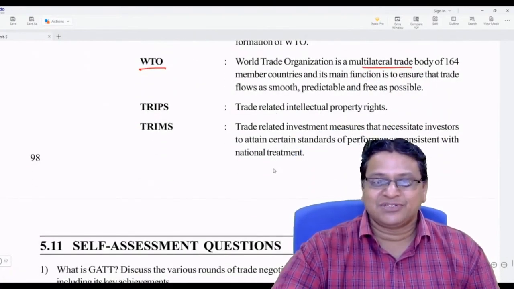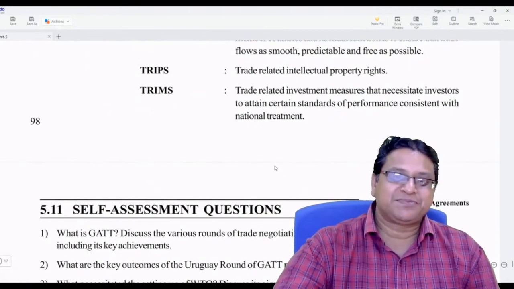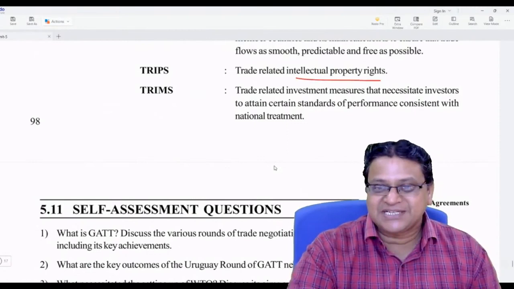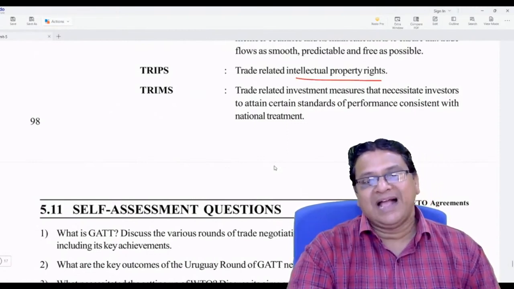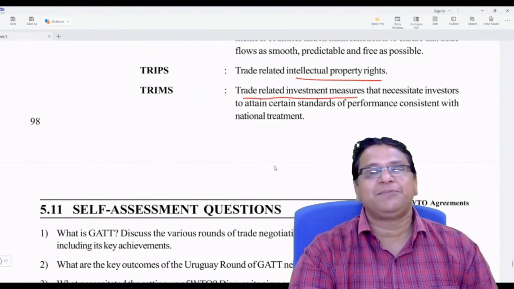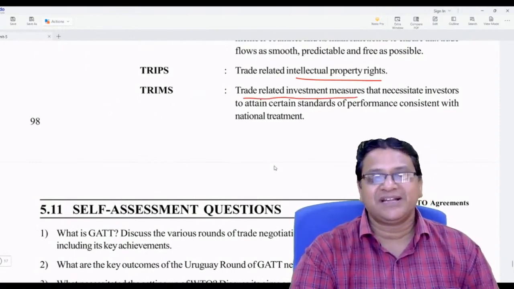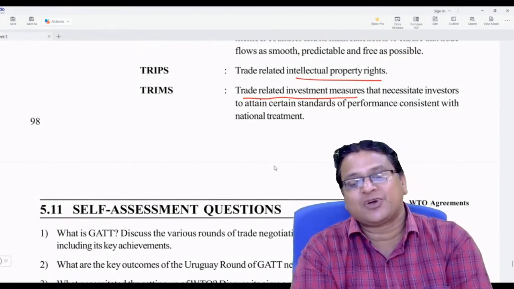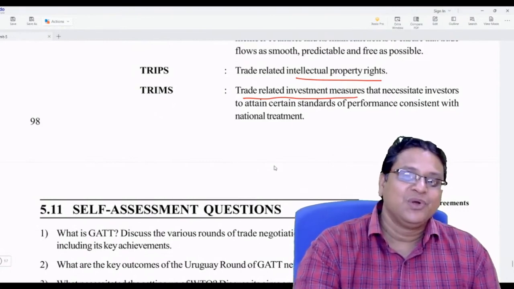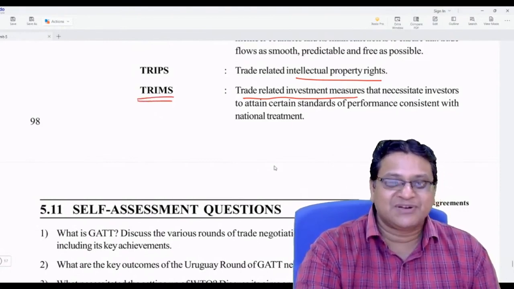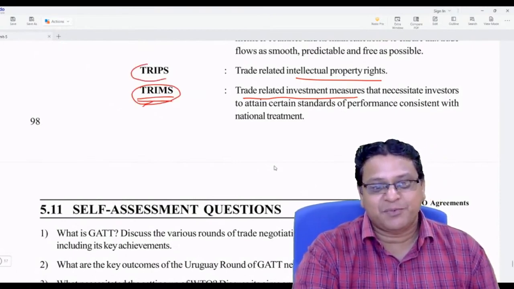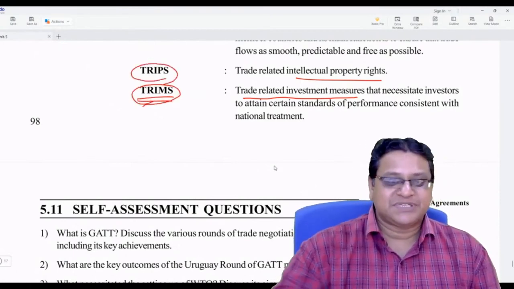And there are concepts TRIPS and TRIMS. TRIPS means trade related intellectual property rights. It's an agreement related to IPR. TRIMS means trade related investment measures. It's an agreement related to investment, international cross-border investment. The rules, regulations related to cross-border investments are mentioned in the TRIMS agreement. The rules, regulations related to intellectual property rights are mentioned in the TRIPS agreement.